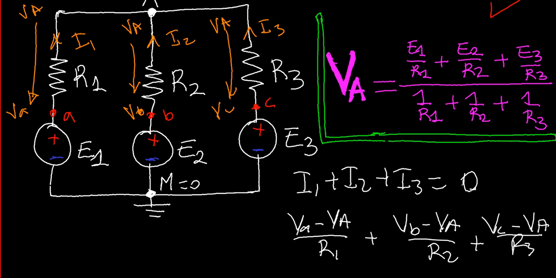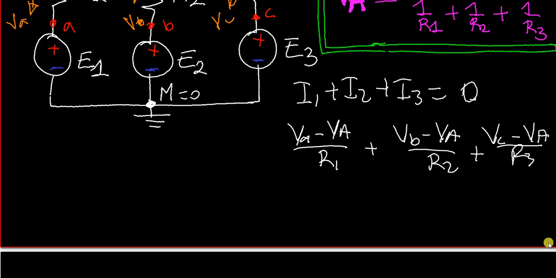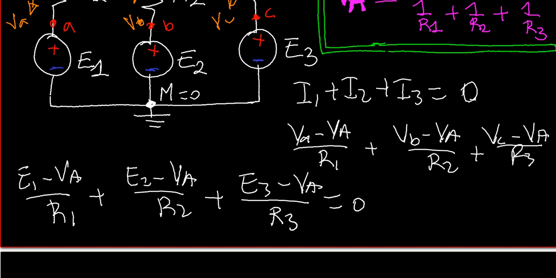is equal to E3. So by applying it like that, let us go down and replace V small a, V small b, and V small c by their respective values. We are going to have E1 minus VA on R1 plus E2 minus VA on R2 plus E3 minus VA on R3. Don't forget that it will be equal to 0 as well.